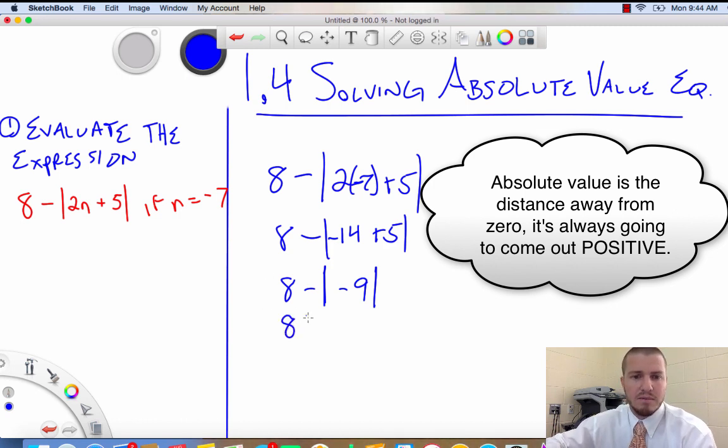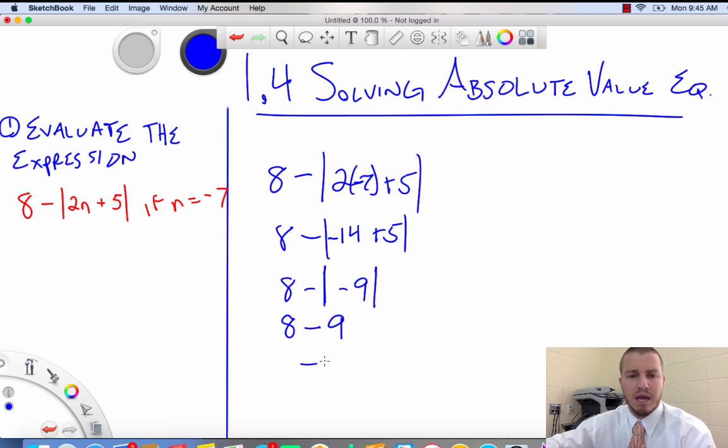So this turns into 8 minus positive 9, which becomes negative 1. 8 minus 9, that means the 8 is a positive, the 9 is a negative. That minus is the sign on that 9. So different signs, subtract the numbers, keep the sign of the larger. So it's negative 1.